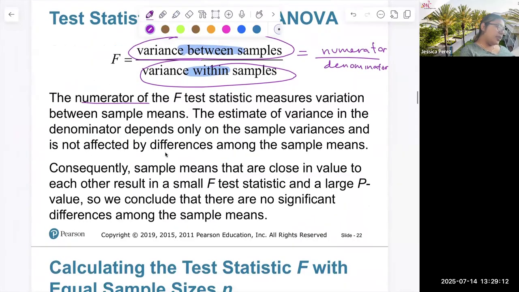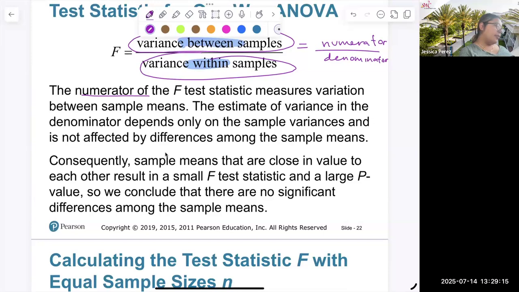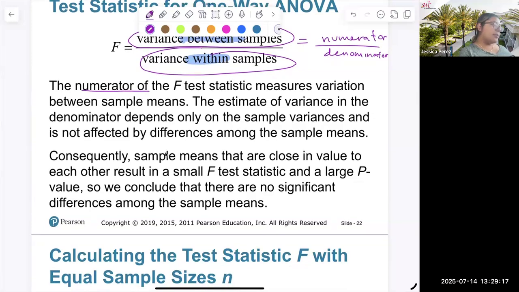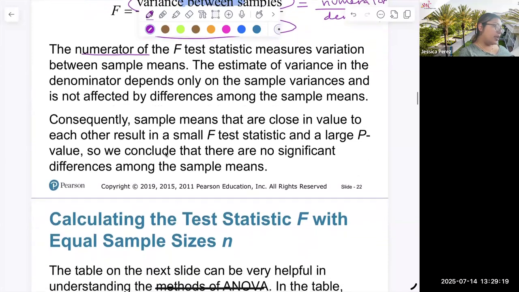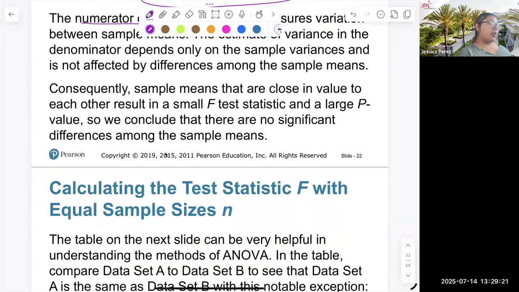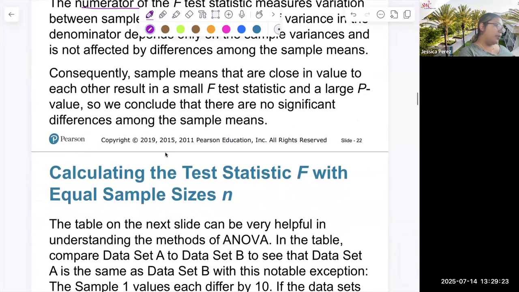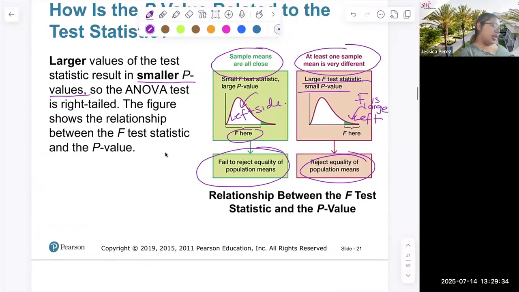The estimate of the variance in the denominator depends only on the sample variances and is not affected by the differences among the sample means. Consequently, sample means that are close in value to each other result in a small F and a large P. So we talked about that. When you have a small F and a large P, we will fail to reject.